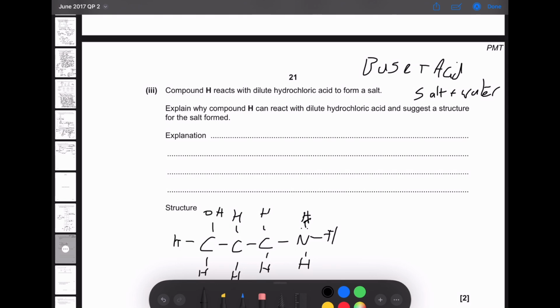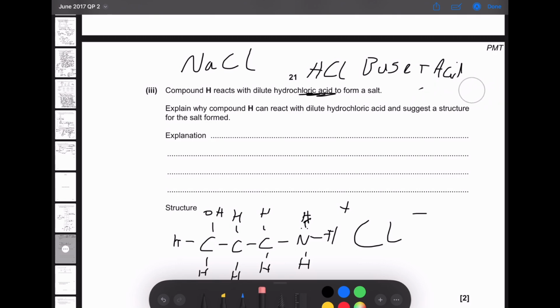So it's going to be plus, and then what else do we have going? Well, we've got hydrochloric acid. So normal salt is like sodium chloride. So this chloride like that is awesome. And then obviously we need to do the first part. We need to explain it.